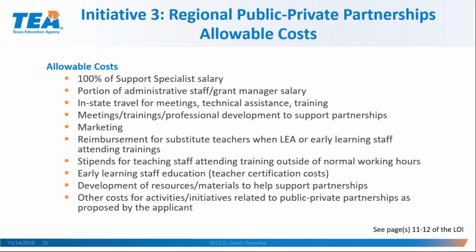Next, I will discuss allowable costs under this initiative. The following costs are examples of what would be allowable under the Recess grant. All proposed costs will be reviewed and approved by TEA during the grant negotiation process. First, 100% of the support specialist salary and benefits will be covered.